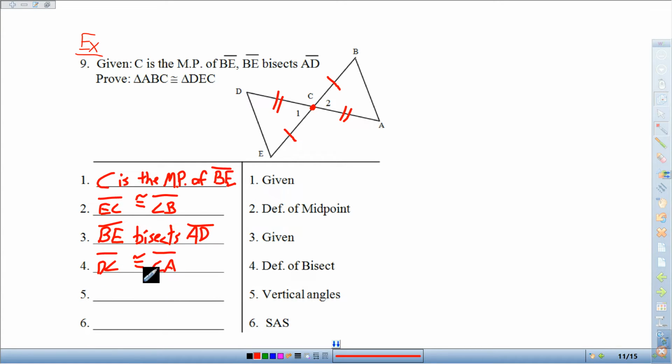Okay, and again, why do we know that? That's the definition of bisect. Okay, so if you haven't realized it yet, midpoint is always followed by definition of midpoint. Something being bisected is always followed by definition of bisect. That's the way to think about this. Okay, so two pieces of information. I got one more thing I need to find on my own.